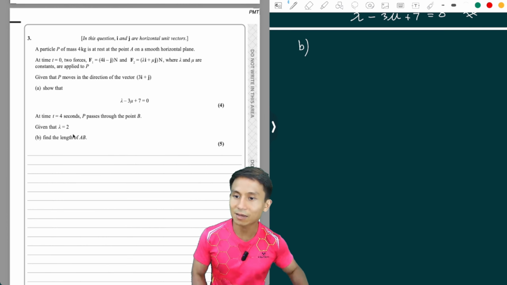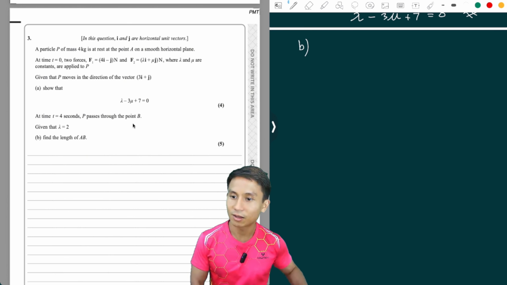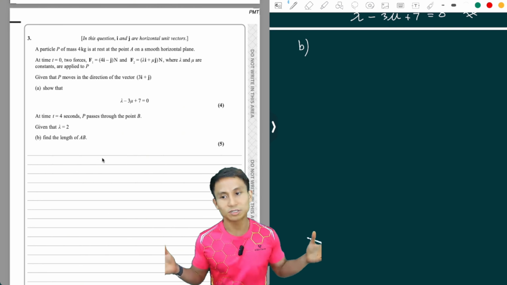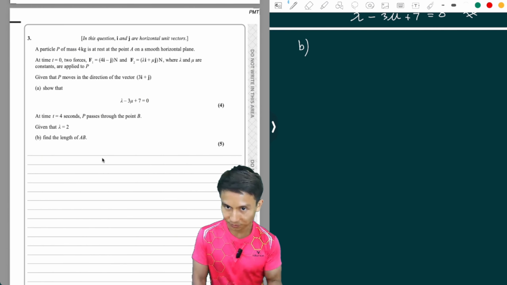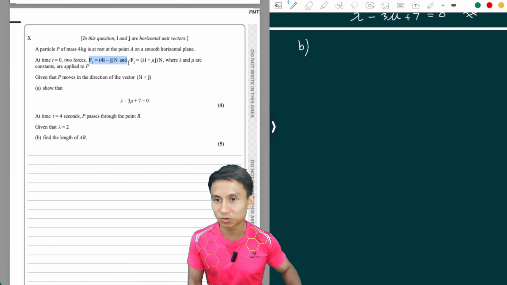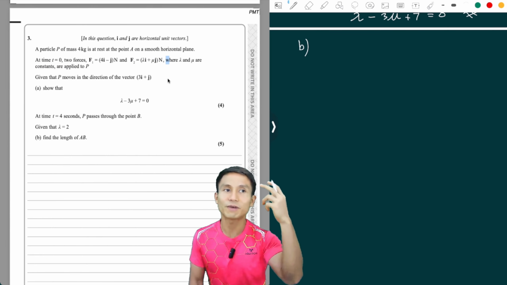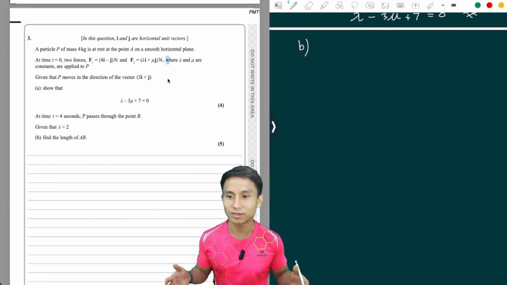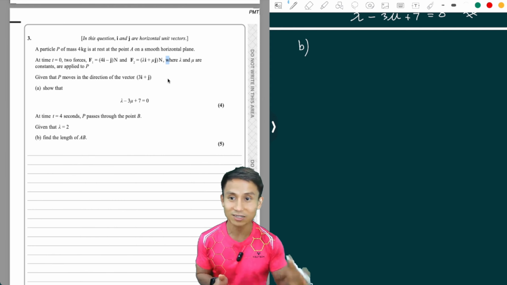Part B. At time t equals 4, P passes through the point B. Given that lambda equals 2, find the length of AB. This is also interesting because when it says lambda equals 2, of course, you can find mu. And then the two forces will be revealed. Hence, you can find the resultant force, hence the acceleration. And how does acceleration have anything to do with finding the length AB? Well, think about it. The length AB is kind of like displacement.